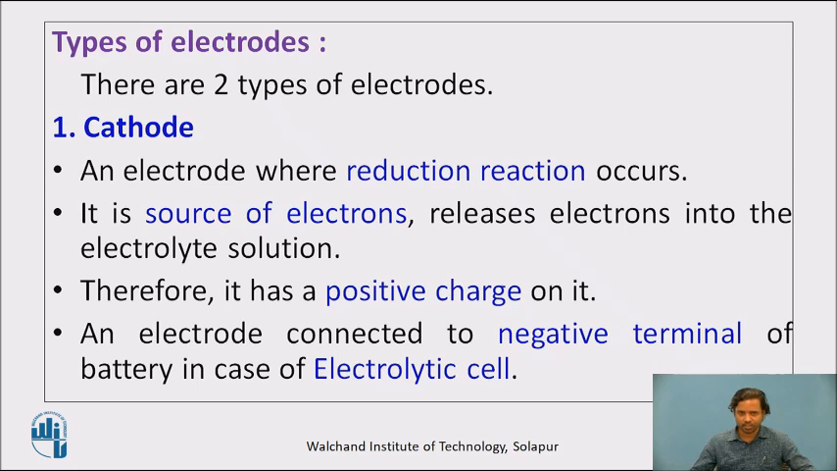So let's see first the cathode. It is an electrode where the reduction reaction occurs and it is the source of electrons. It releases electrons into the electrolytic solution and thereby it acquires positive charge. And in case of an electrolytic cell, the cathode is that electrode which is connected to the negative terminal of the battery.